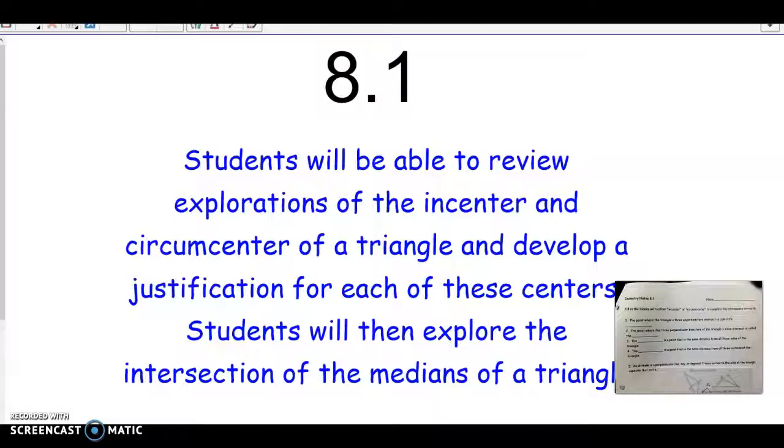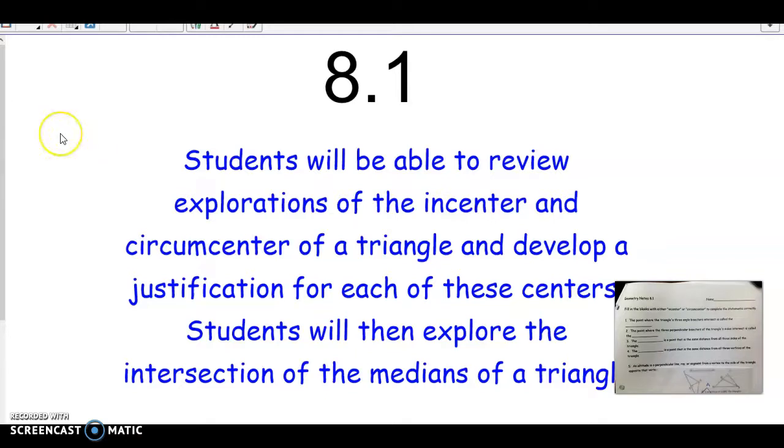This is block 1 of topic 8. In this lesson, we're going to review the terms incenter and circumcenter that we learned in topic 1. We're also going to develop justifications for each one of these centers and explore the intersection of the medians of a triangle as well. You will need 7 pieces of patty paper for today's notes and assignment.